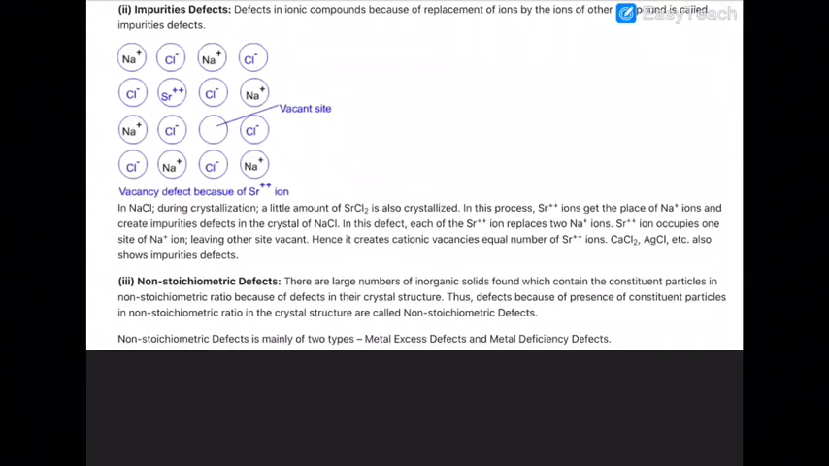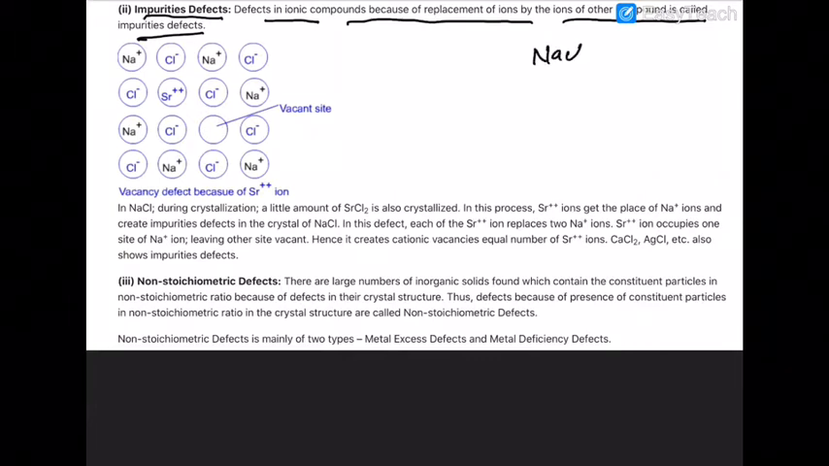Now we will further discuss the impurity defect. Defect in the ionic compound because of replacement of an ion by the ions of the other compound is called impurity defect. Let us suppose what can happen in a crystal of NaCl.